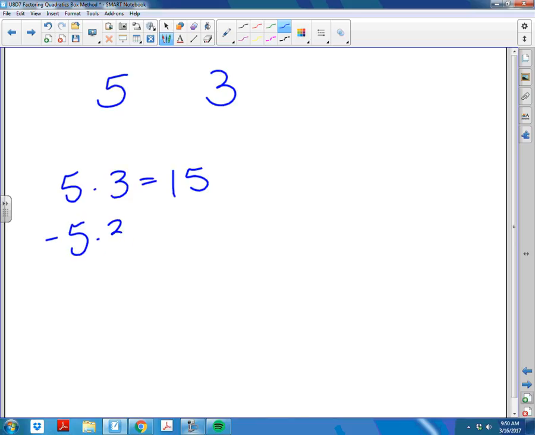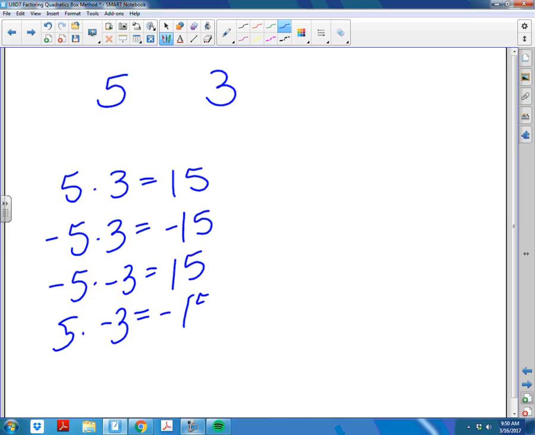Negative 5 times negative 3 equals negative 15. Negative 5 times negative 3 equals positive 15. And 5 times negative 3 equals negative 15. Are there any other combinations of 5 and 3 from a multiplication standpoint that we could do? No, because you can only make them either positive or negative. Now, this is products, because it's multiplication.